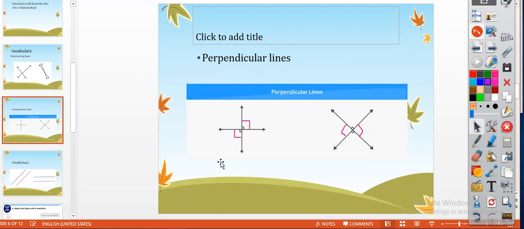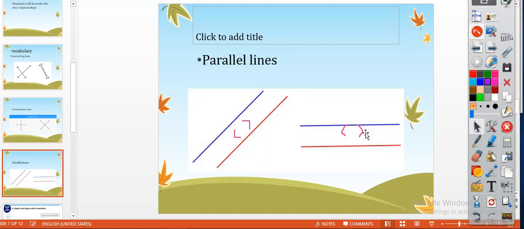What if the lines go forever without intersecting? Those two lines, as much as you extend them, will not meet. So we call these lines parallel lines. Remember the double L, they look like the parallel lines. So parallel lines are the lines that do not ever intersect.